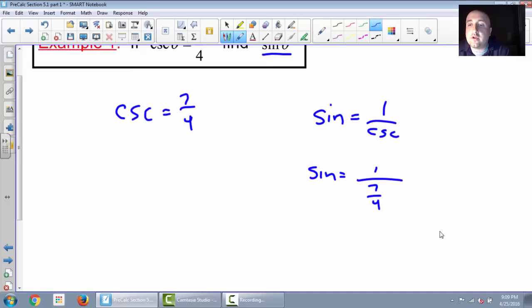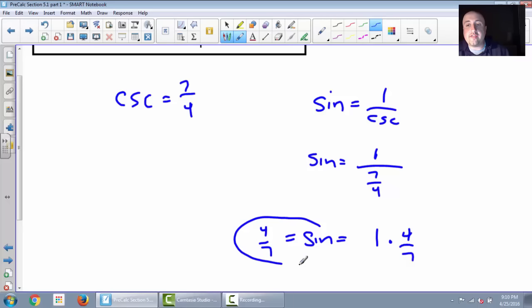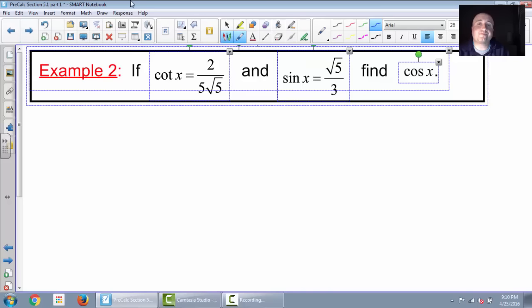Well, how do we divide by fractions? We multiply by the reciprocal. So sine is equal to the top multiplied by the reciprocal of the bottom, which is 4/7. So what's 1 times 4/7? Hopefully you see that that's 4/7. And that should make sense. If cosecant is 7/4, isn't sine 4/7 because they're reciprocals of each other? But what we did was we used our identities to come up with solutions to unknown problems. So let's try this next one.